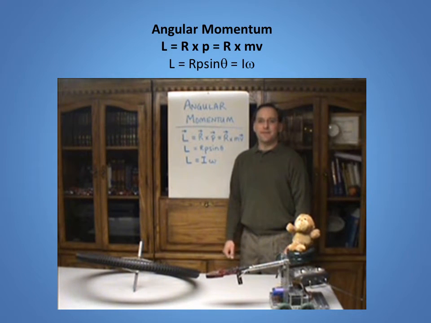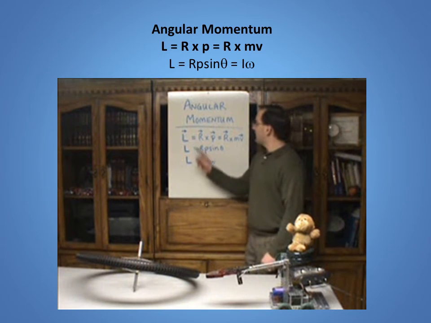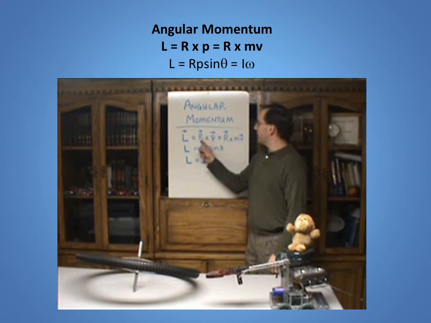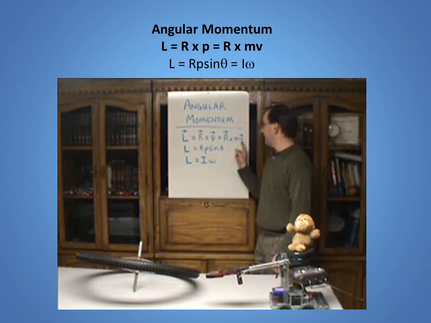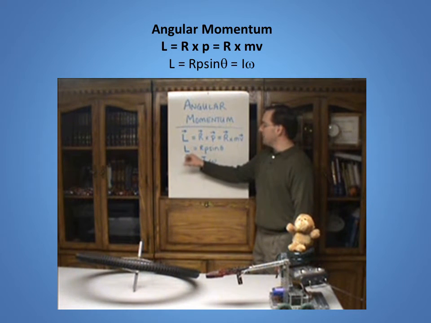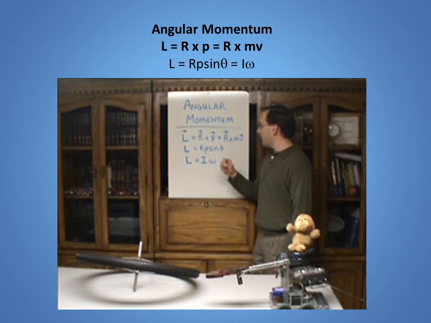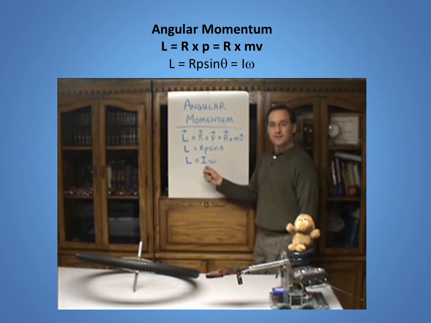Angular momentum is given the symbol L, and is calculated as R cross P, that's the radial vector crossed into the linear momentum vector, or R cross MV, that's the radial vector crossed into mass times that linear velocity vector, or tangential velocity vector. The magnitude of L can be found by multiplying R times P times the sine of theta, that's the cross product. And L can also be found by multiplying I times omega, the moment of inertia, times the angular velocity.